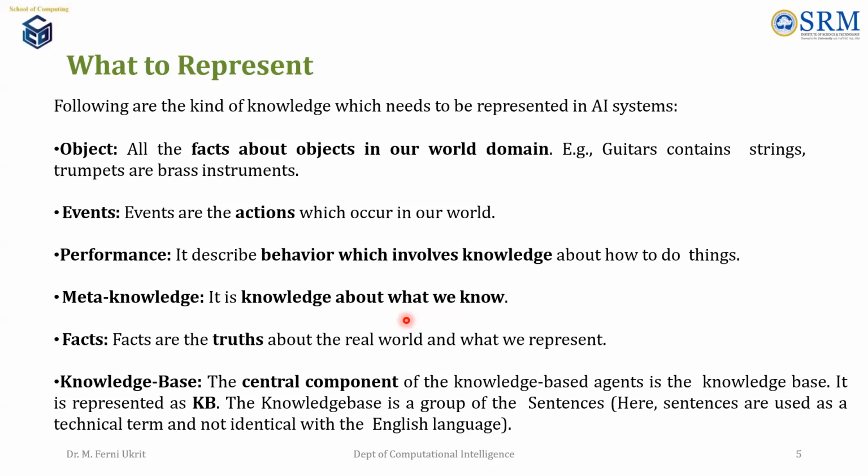There can be very broad knowledge other than that also. But meta knowledge is the knowledge about what we know about the particular object. Then fact, as I told you earlier, is a truth.